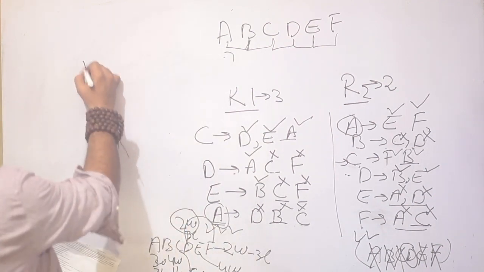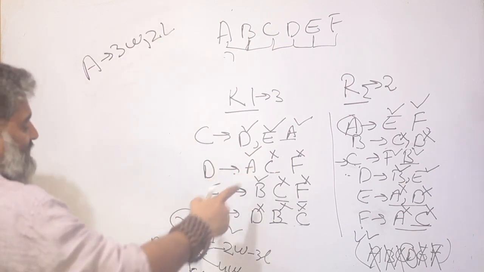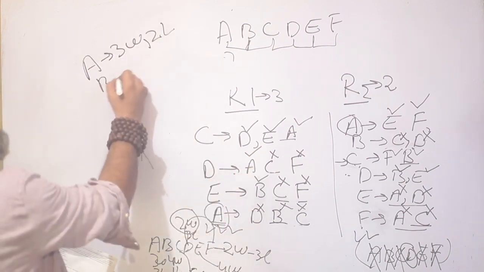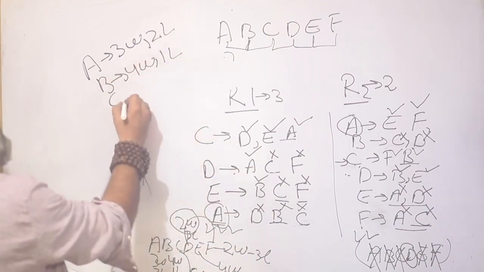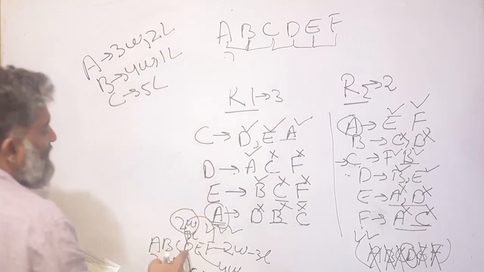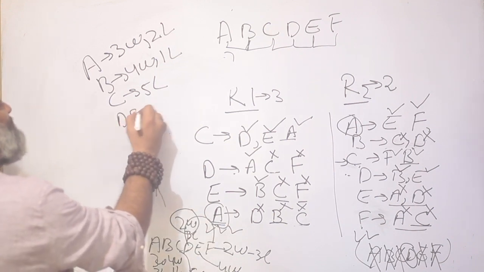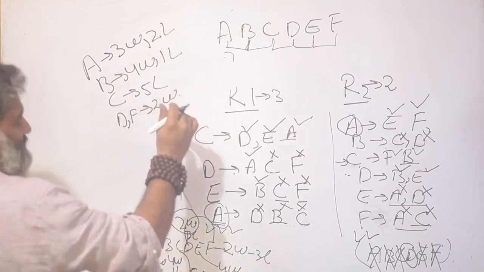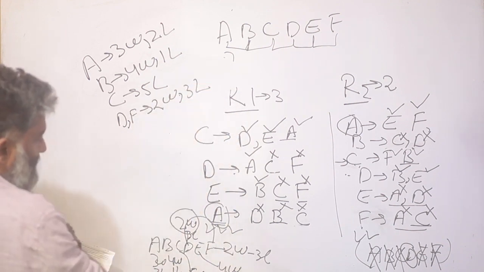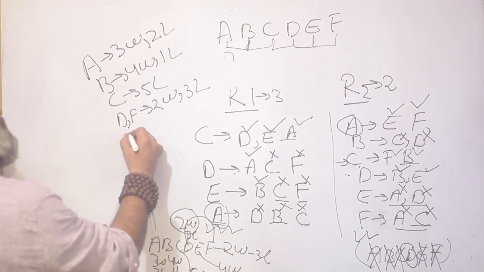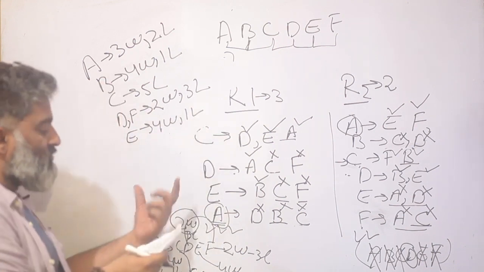So if I look at A, A has 3 victories and 2 losses. You can confirm it with the table. B has 4 victories and 1 loss. C has 5 losses. D and F, I just figured out, D and F both have 2 victories and 3 losses. And E again has 4 victories and 1 loss. So I have that information covered here more clearly.